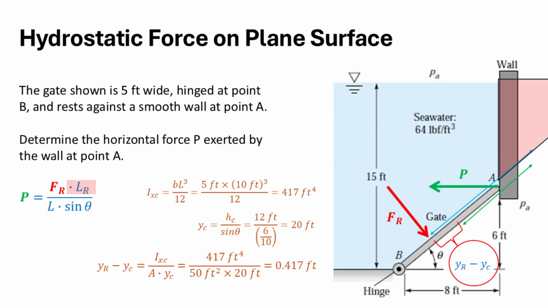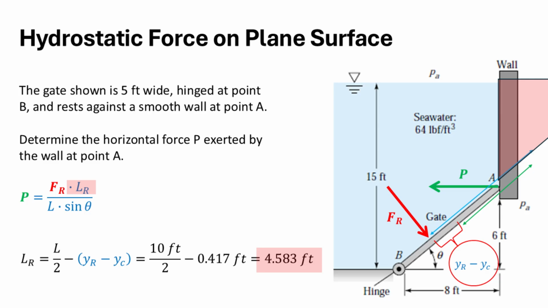The difference in the two slant distances can be calculated using the moment of inertia through the centroid along the spinning axis divided by the area of the gate, A, and the slant distance from the surface to the centroid, y sub c. And we have 0.417 feet at the end. Now pause this video if you need a little more time.